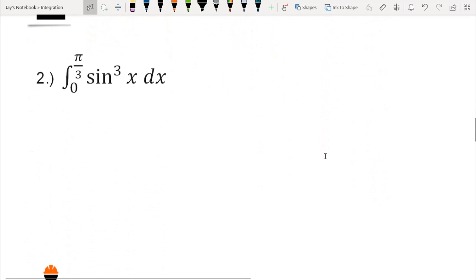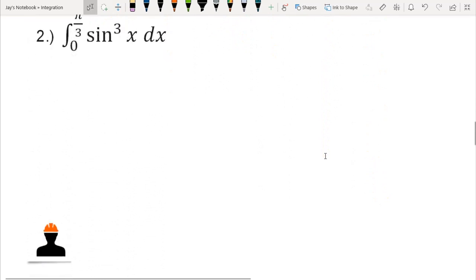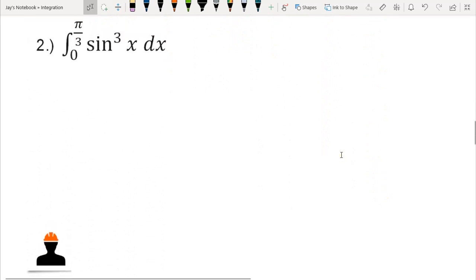Now we have a second example here. We have the integration of sine cubed x dx when our limit is from 0 to pi over 3. Now take note, we cannot apply the power rule to this one since we don't have enough du to satisfy our u here. If we let our u be sine x, then our du should be cosine x dx.